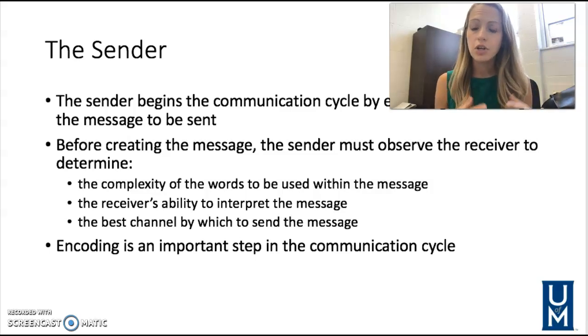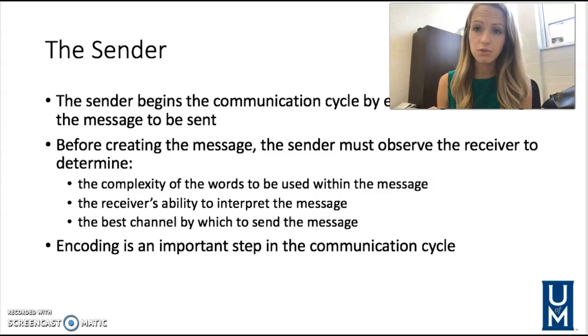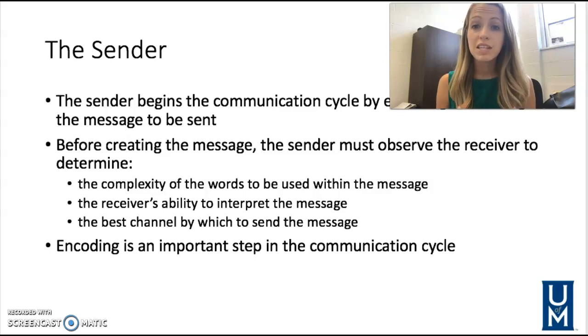So let's think, are you going to talk to a 3-year-old differently than you would a 65-year-old? Most definitely. The words you choose, the way that you speak to them, your inflection, all of those items may be different. You're not going to write or give written communication to a 3-year-old because they won't be able to read. However, the 65-year-old may have some hearing loss and you may actually give them written word versus spoken word. So it's really important for the sender to assess what they need to encode or create before the message is sent. It's a very important step in this communication cycle.